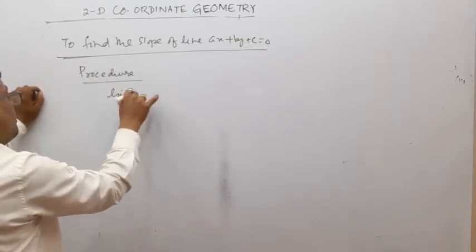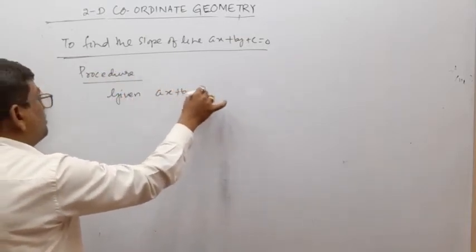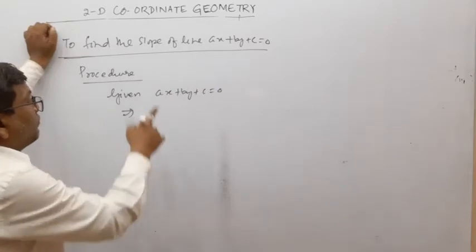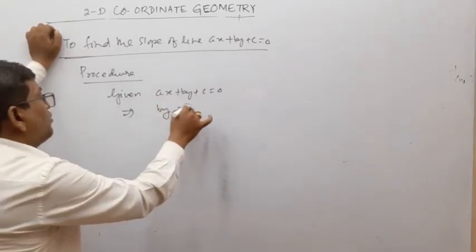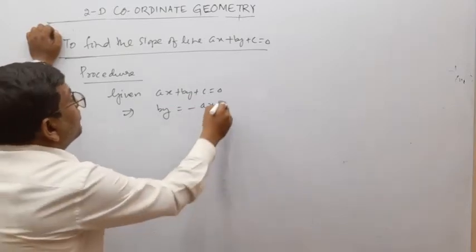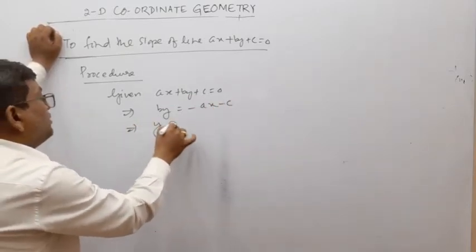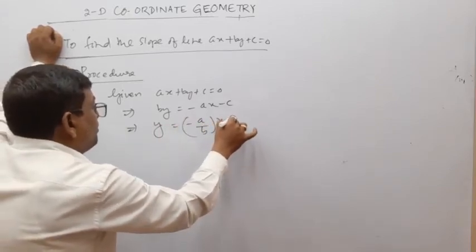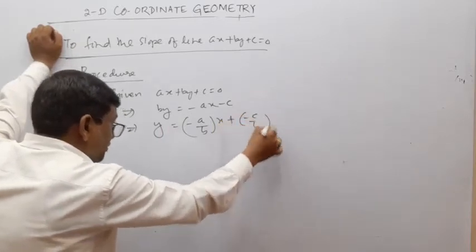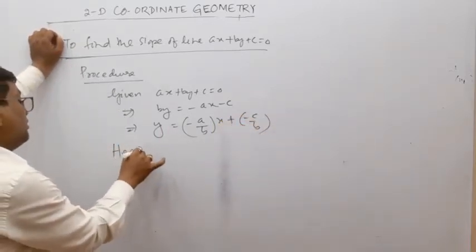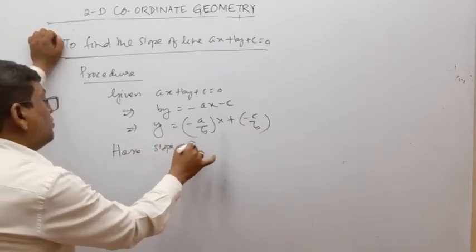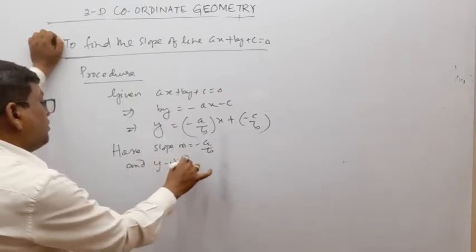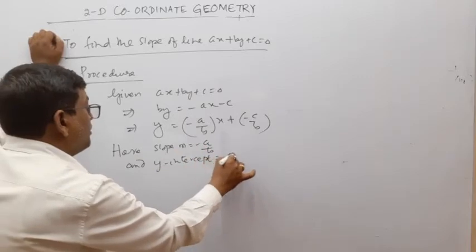Given ax plus by plus c equal to 0, keep the y terms on the left side. By is equal to minus ax minus c, so y is equal to minus a by b into x, minus c by b. Here the slope m is equal to minus a by b, and the y intercept is equal to minus c by b.